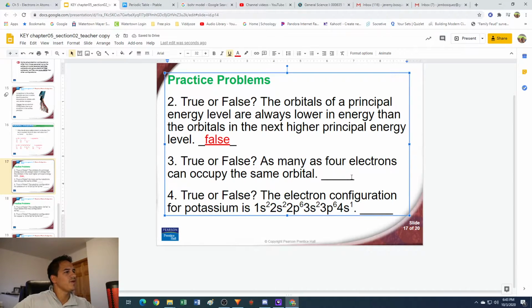Number 3, true or false, as many as 4 electrons can occupy the same orbital. So this also is false because at most, remember, you can only have 2 electrons. That's what the Pauli exclusion principle says.